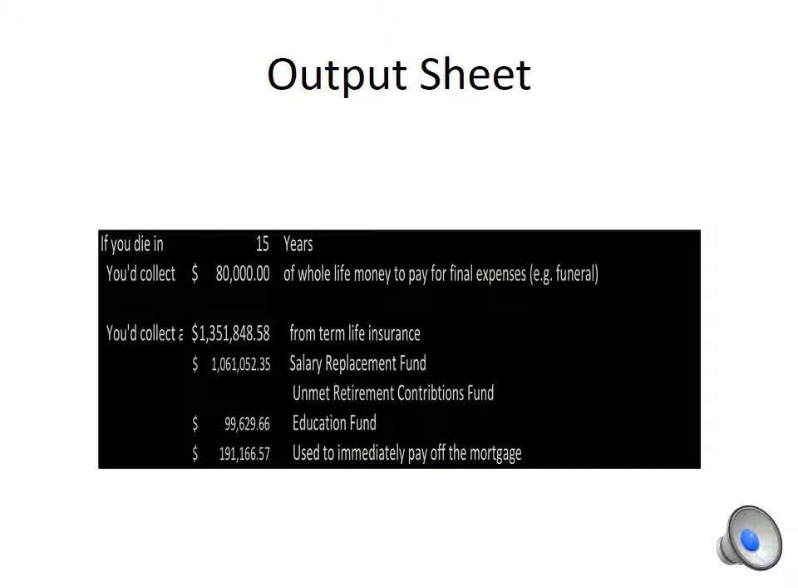So you can put in at the top there any number of years from now, and it will tell you how much life insurance she should have at that point in time.